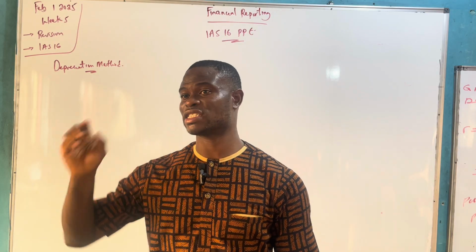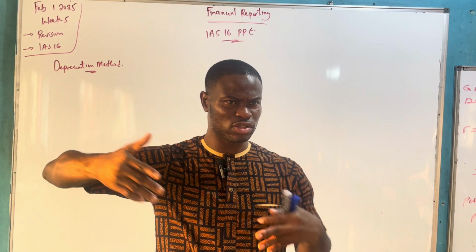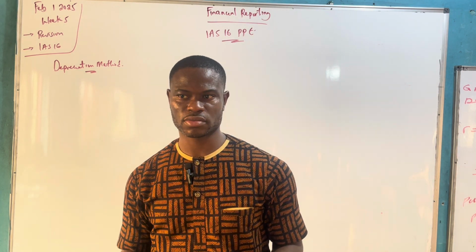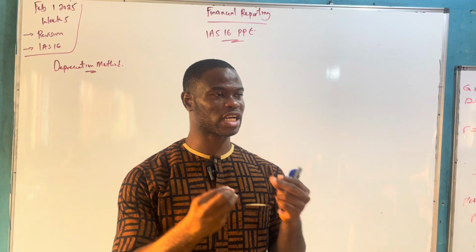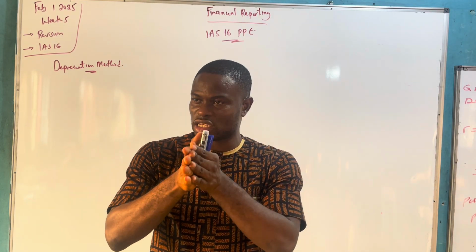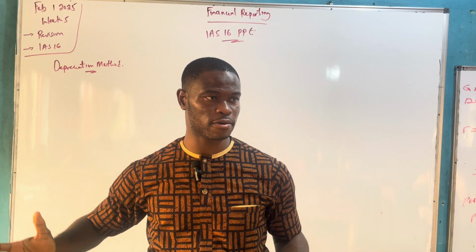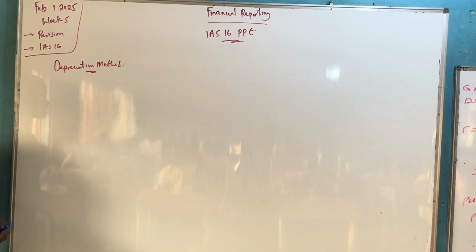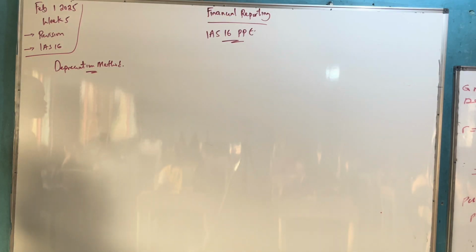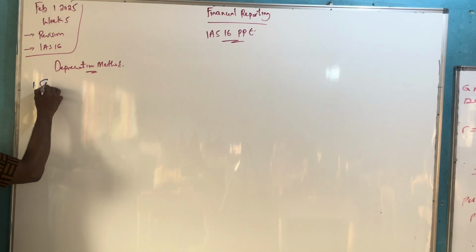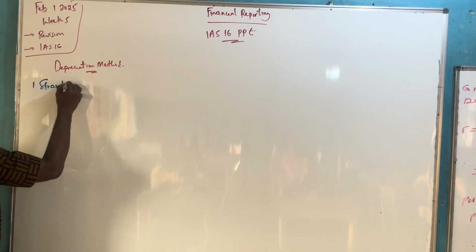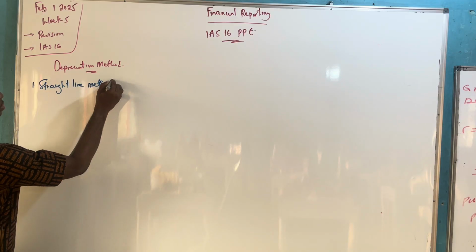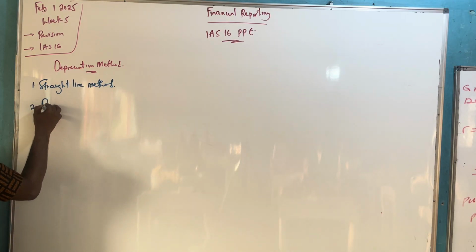No. Even assets that are appreciating in value, you depreciate. So the word depreciation is not synonymous with reduction or wear and tear. It's just an accounting term to show how we allocate that cost to each year of the asset's life. So now, the method of allocating that cost, we said there is the straight line method. And we said there is what?